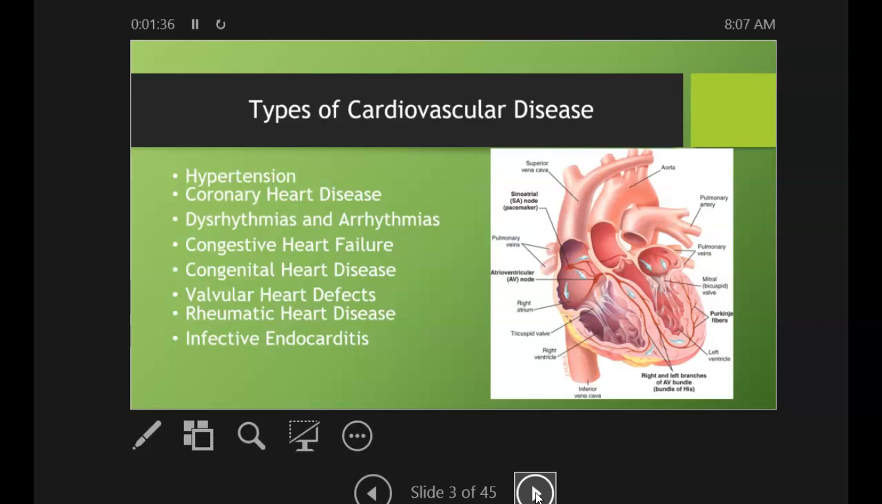These are the types of cardiovascular disease that we're going to go over in this chapter: hypertension, coronary heart disease, dysrhythmias and arrhythmias, congestive heart failure, congenital heart disease, valvular heart defects, rheumatic heart disease, which is the cardiac manifestation of rheumatic fever, and infective endocarditis.